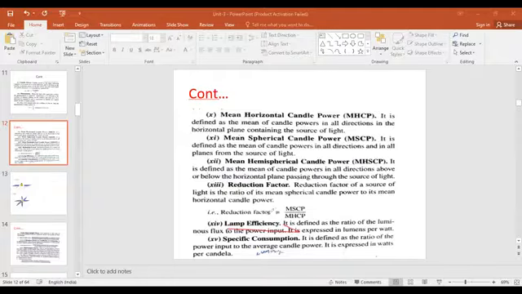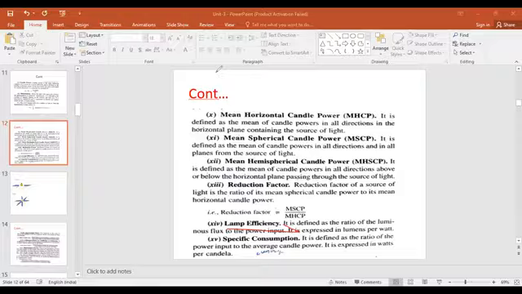Lamp efficiency. In electrical, if we calculate the efficiency of a motor, how do we calculate efficiency? Can anybody tell me how we calculate efficiency? Simple: output upon input. So for a lamp, what is the output of the lamp and what is the input of the lamp? From this we can calculate the efficiency of the lamp.